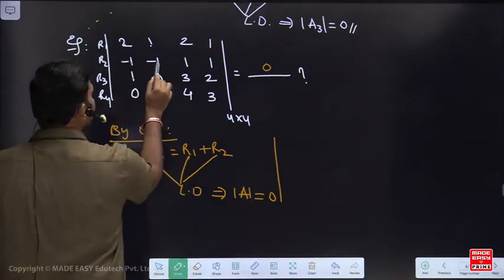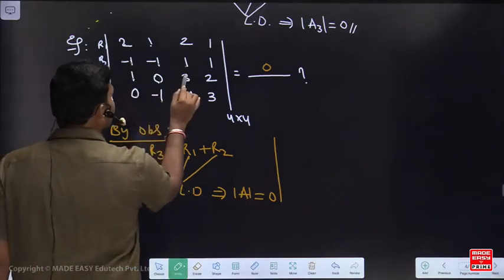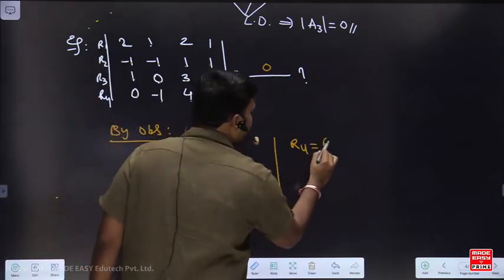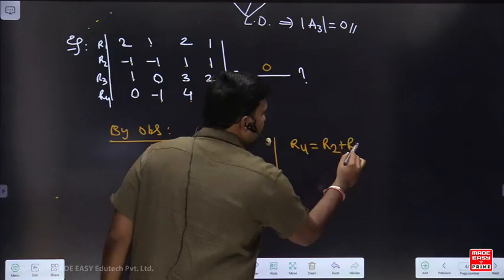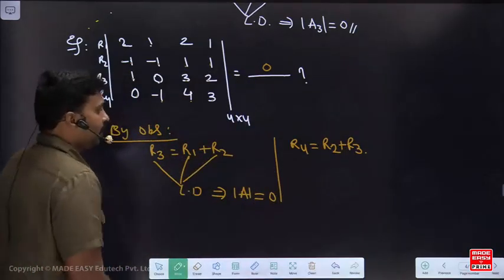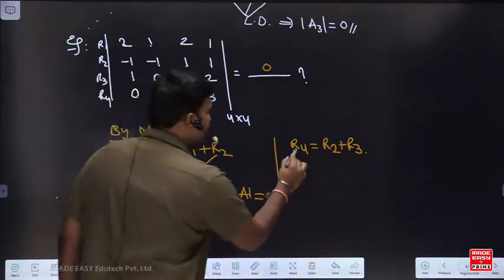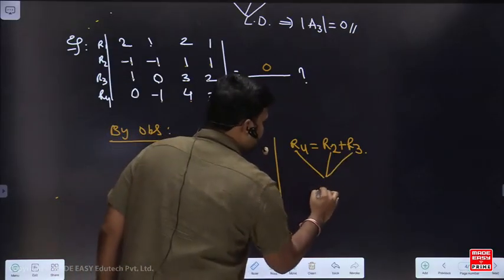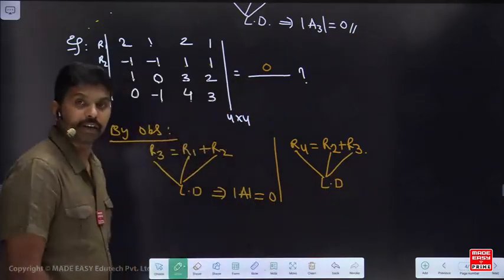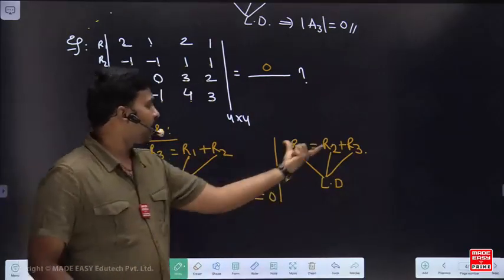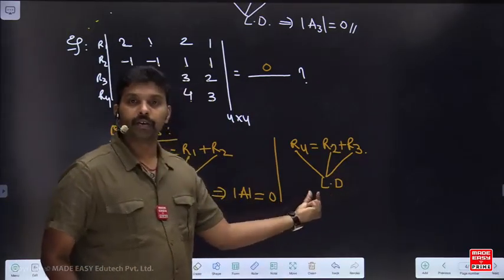-1 + 1, 0; -1 + 0, -1; 1 + 3, 4; 1 + 2, 3. So it is very clear that R4 is given by R2 plus R3. So therefore, here one vector is given as a linear combination of other vectors. So therefore, here R2, R3, R4 are linearly dependent. So linearly dependent है, तो ये भी एक linear dependency है, right?